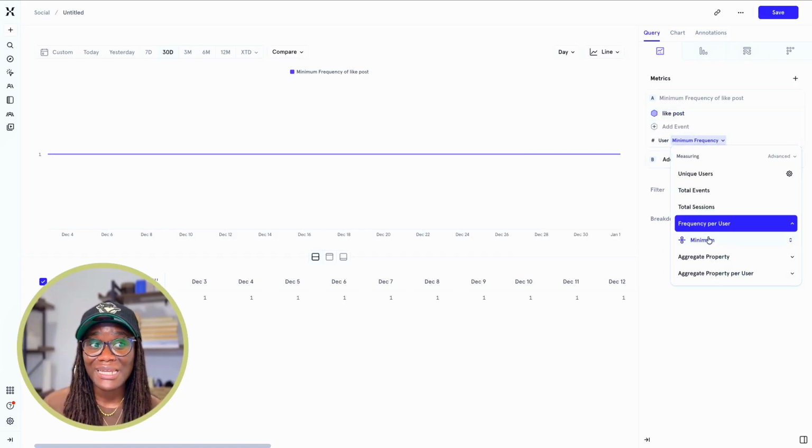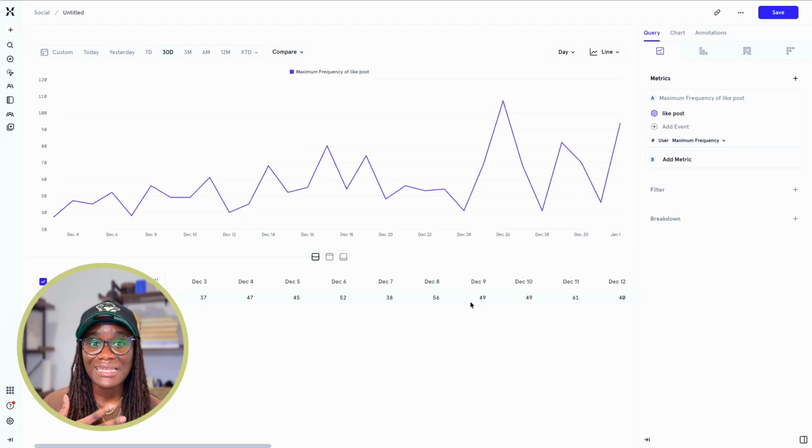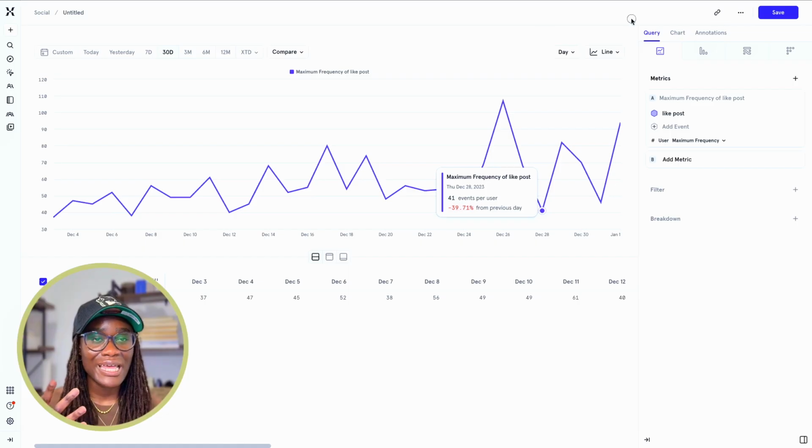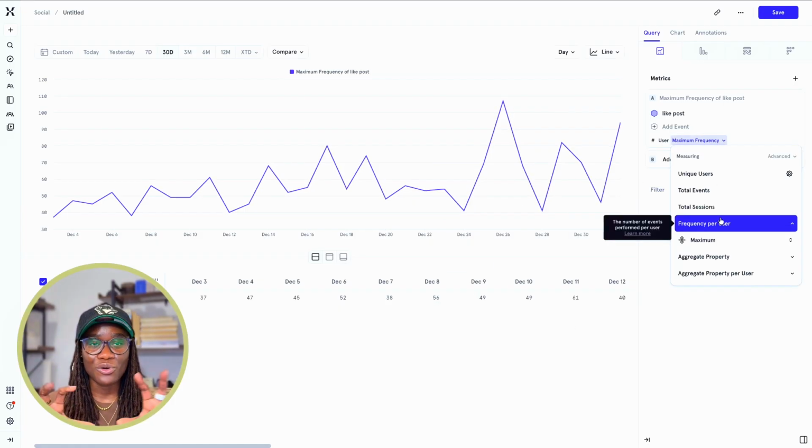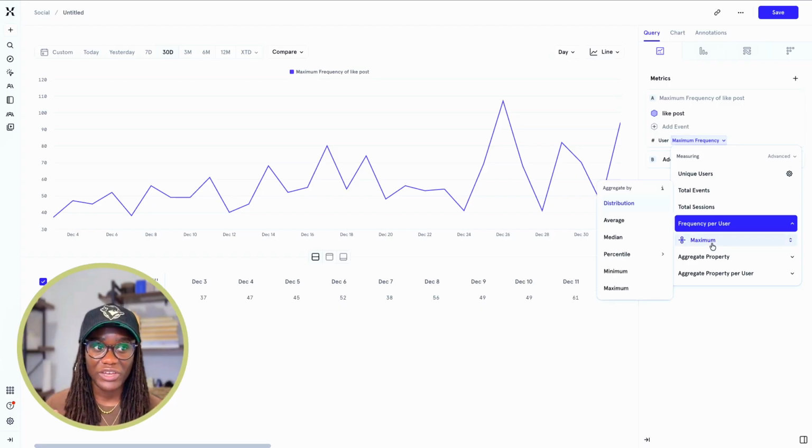But then by the time you are looking at the maximum, you understand that the most any person likes a post is 49 or 61 times. That is the maximum. And so this also helps you now to understand the depth of engagement: the least a person likes a post is 1 time, but the most a person probably likes a post is about 69 times. So that helps to inform how deeply your users might be engaging with your product or with your feature. Frequency per user helps you understand depth of engagement or spread of engagement.